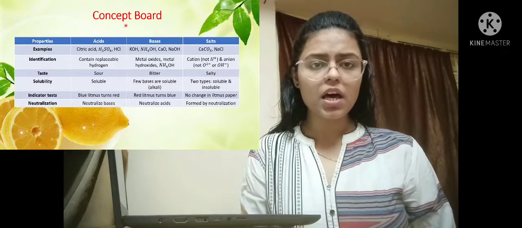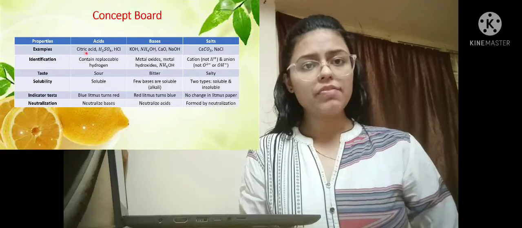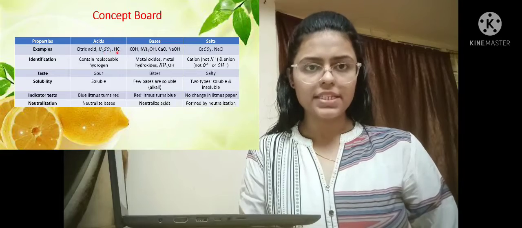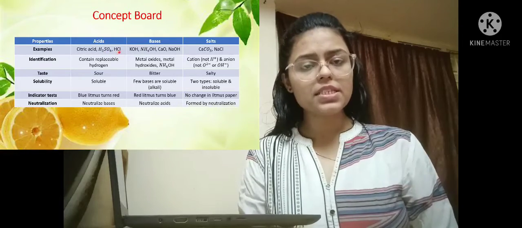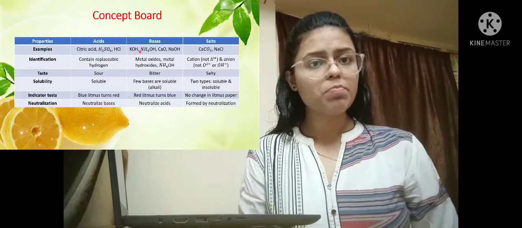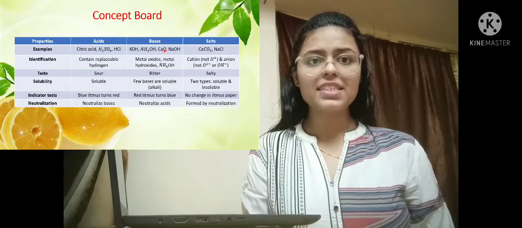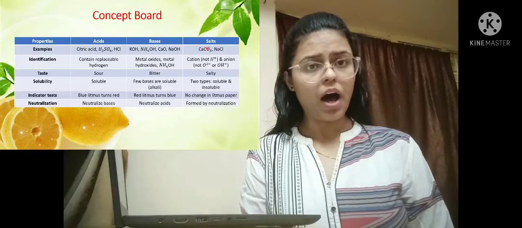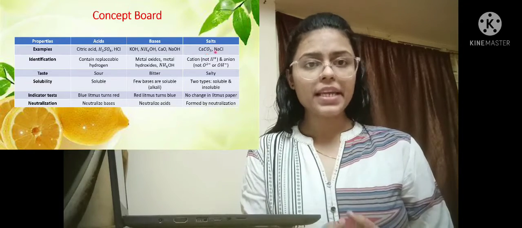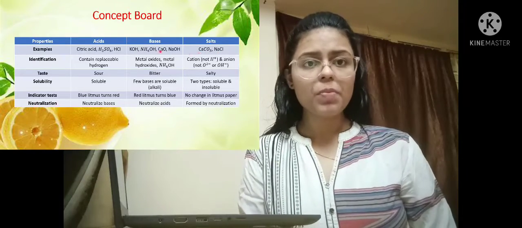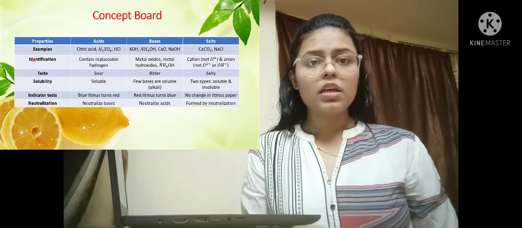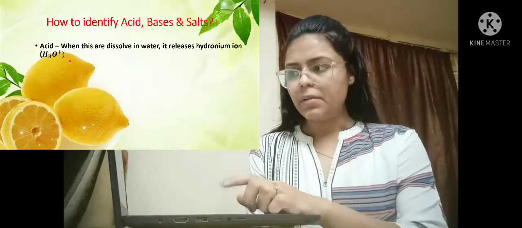Examples of acids are citric acid, sulfuric acid and hydrochloric acid. Examples of bases include sodium hydroxide, potassium hydroxide, ammonium hydroxide and calcium oxide. Examples of salts, as you know, are sodium chloride and calcium carbonate. The next property is identification. We'll see this property in detail.